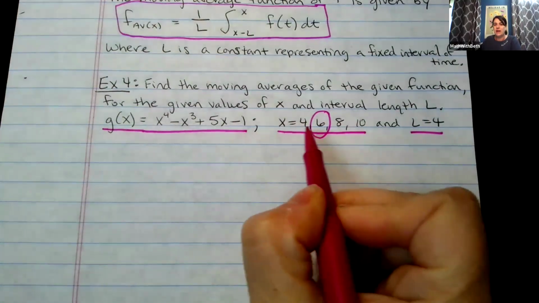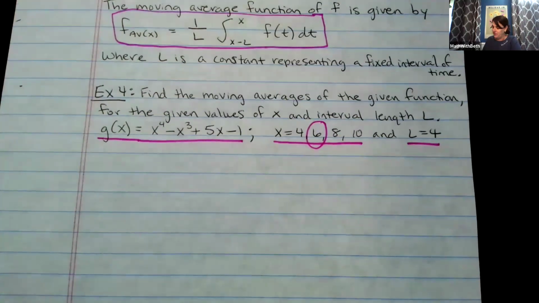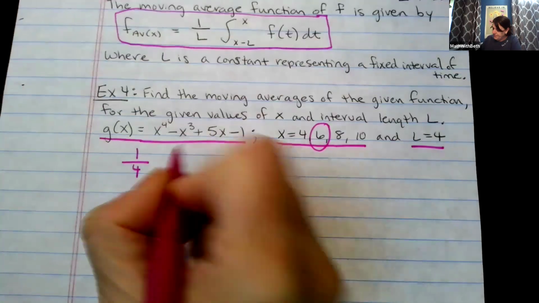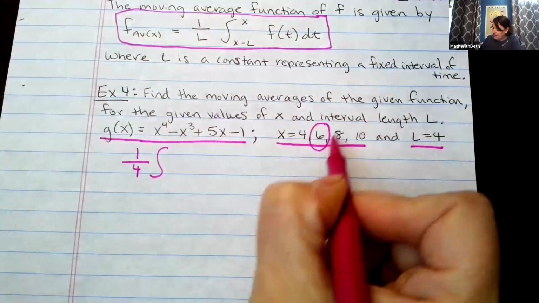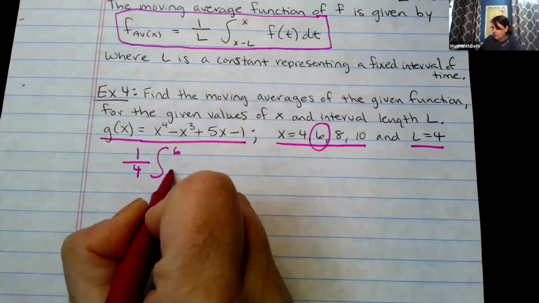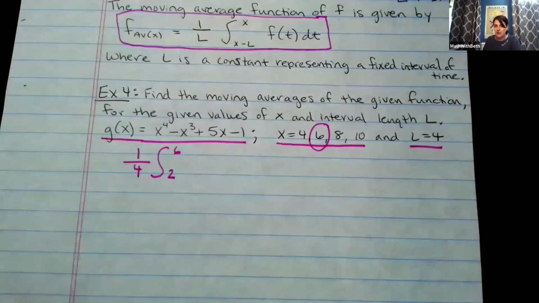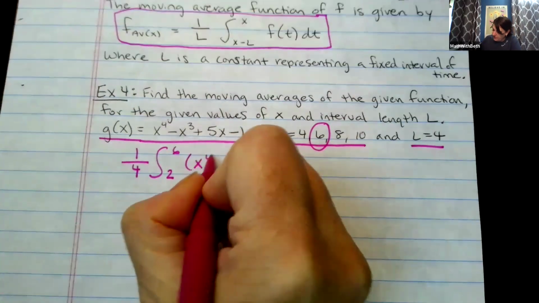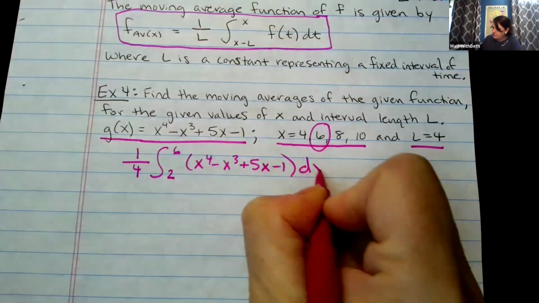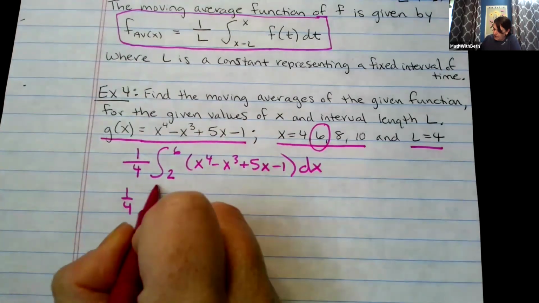If 6 was my x and 4 was my L, I'm just going to show you how you would find the moving average. So 1 over L, which is 4. The x I'm using is 6. So down here, I would do 6 minus 4, which is 2, because that's the x minus L part, of this function. So let's do it. The 1/4 I'll worry about later.